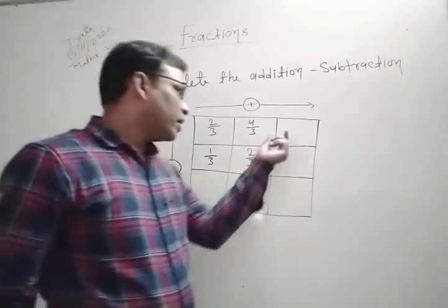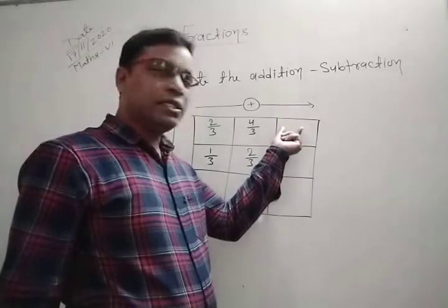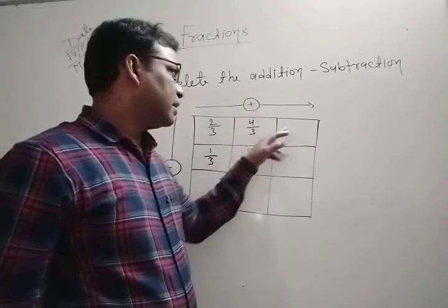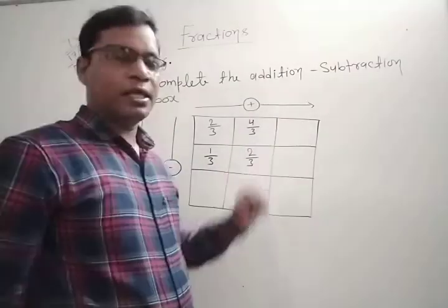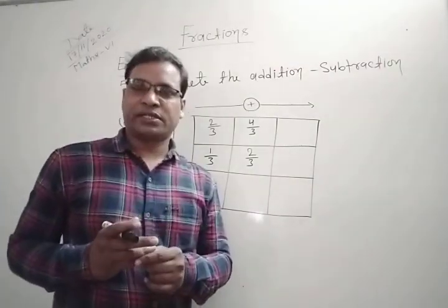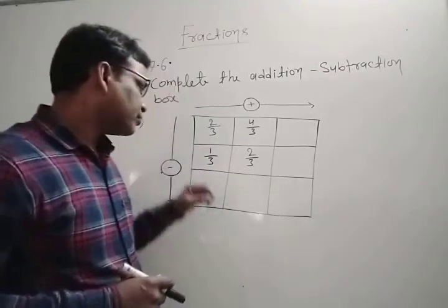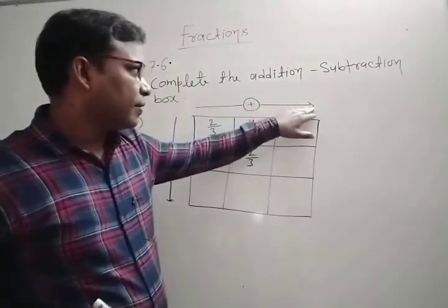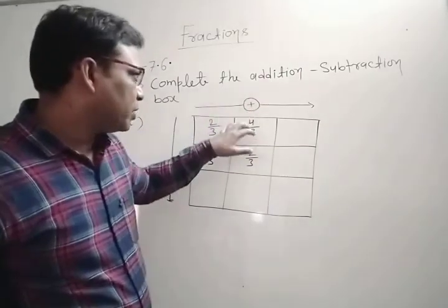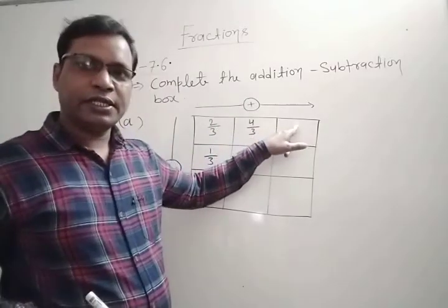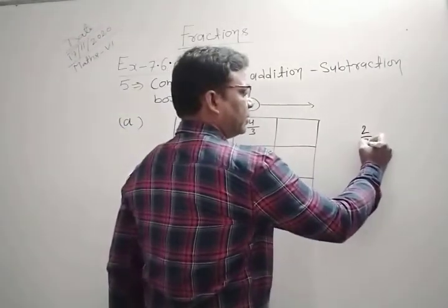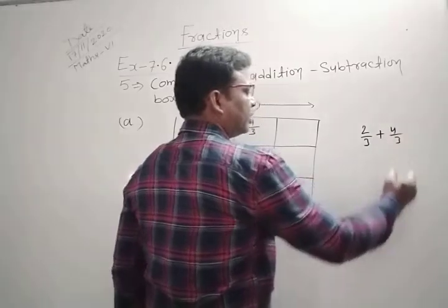So what you fill in this box means that if you sum 2 by 3 and 4 by 3, the result you can write here. Students, you know very well how to add two fractions. This arrow indicates positive, this is plus. If you add both, then you can fill this box.